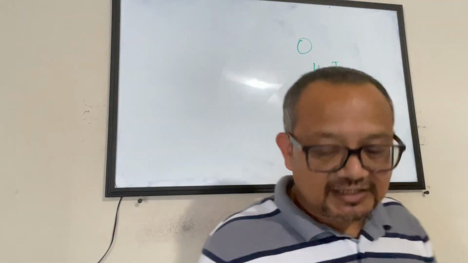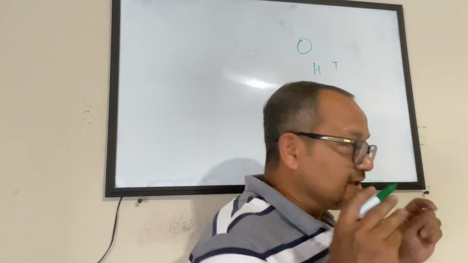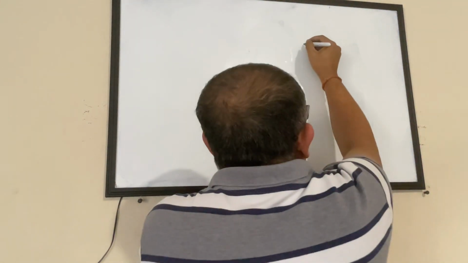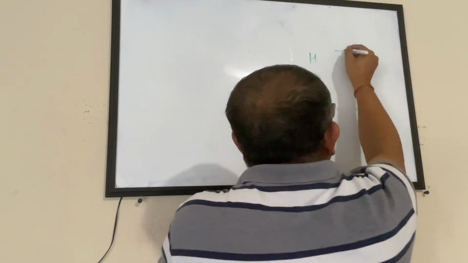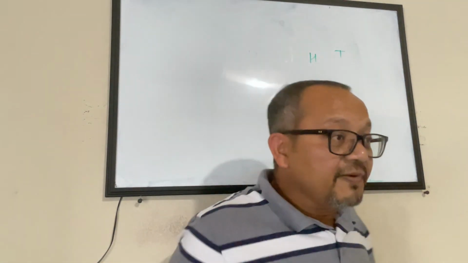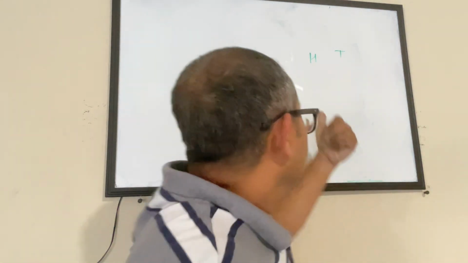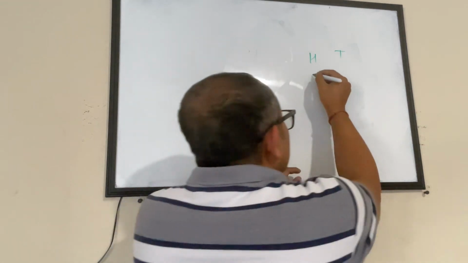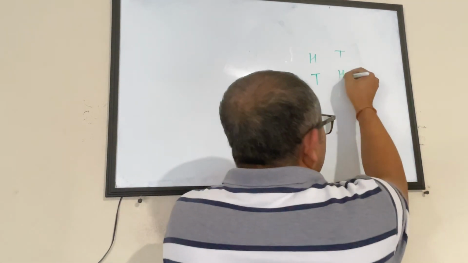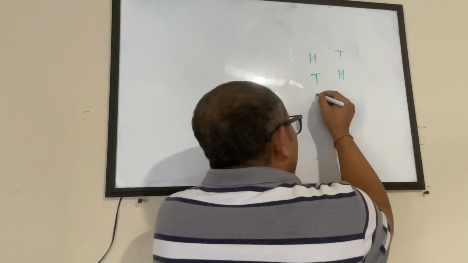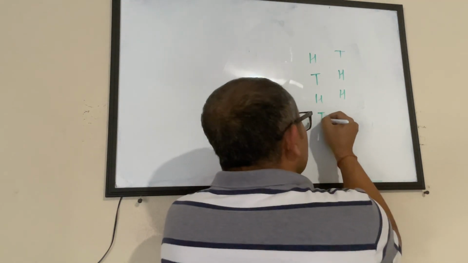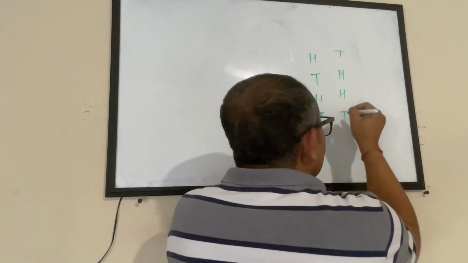So let's break it down. Let's look at an example. If I have 1 coin that I toss, I can get a head or a tail. Very simple. If I'm tossing 2 coins, I can get a head in the first go and tail in the second go. I can get a tail in the first go and a head in the second go. I can get a head in the first go and also a head in the second go. I can get a tail in the first go and tail in the second go also. It gives me 4 options.